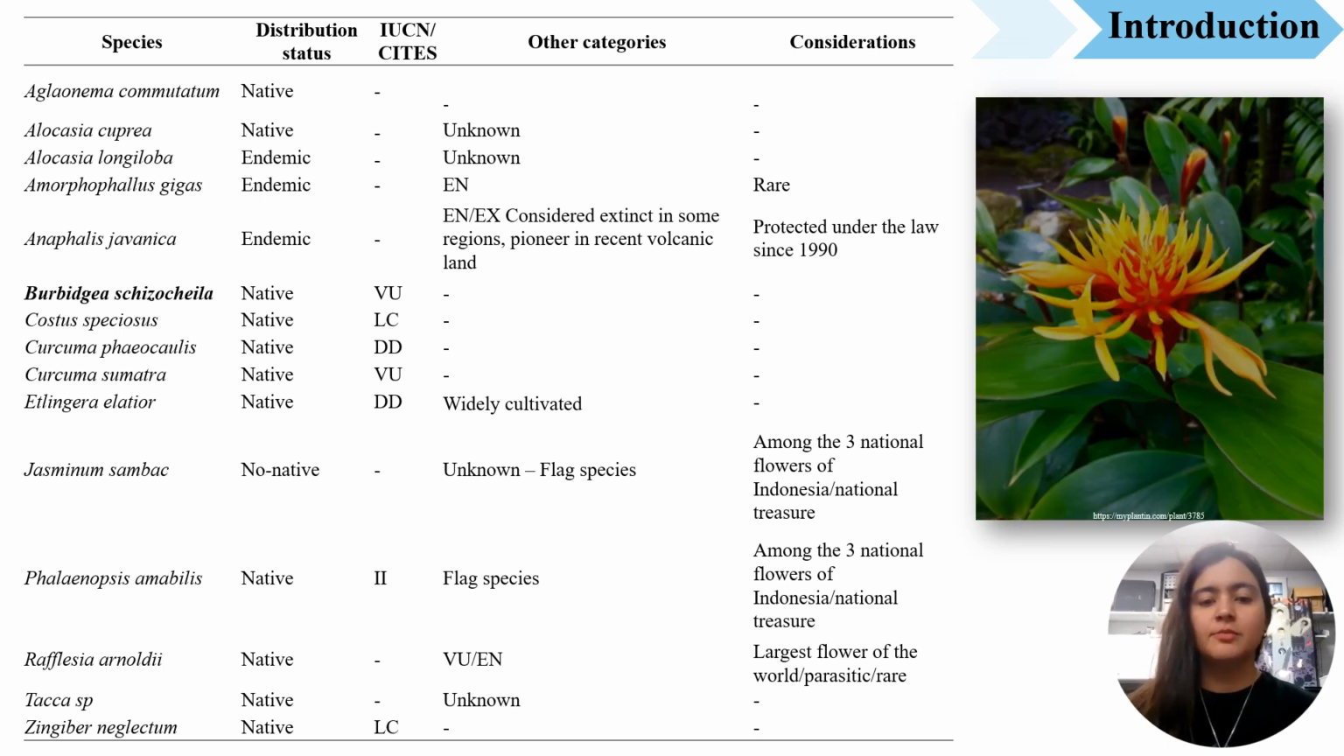Another species that is vulnerable, and considered in a category of the international level red list, is the Burbidia Schizocelia.